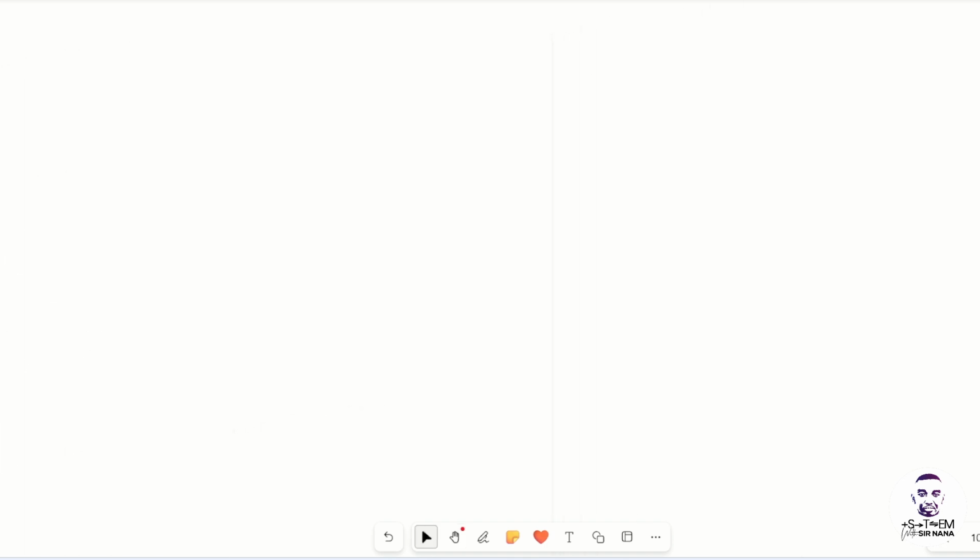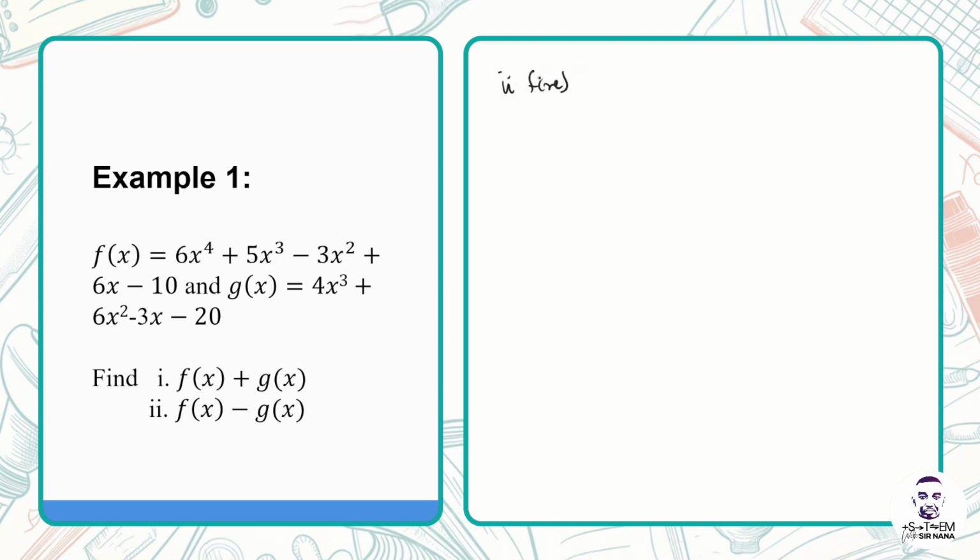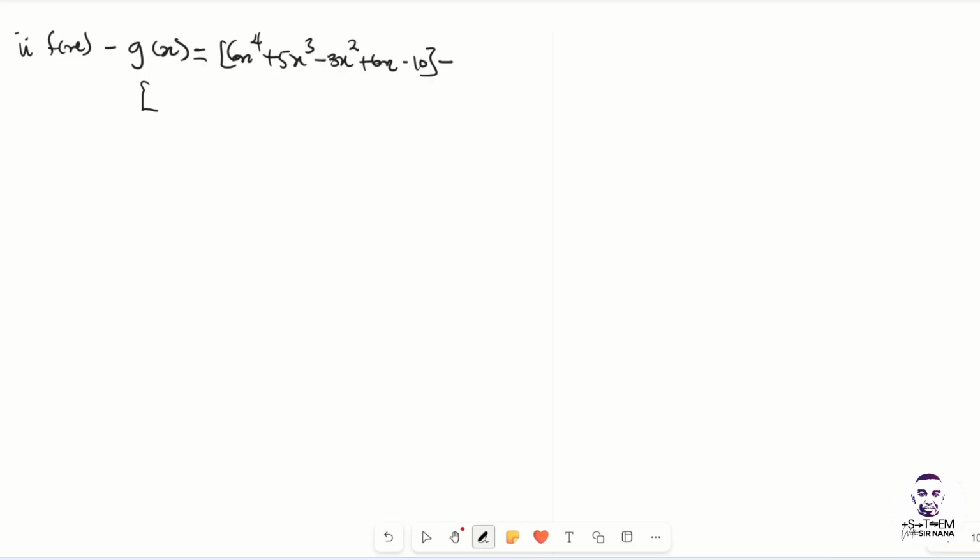So in this case, we are going to have f of x minus g of x. Right, so in this case, we have our f of x. We know that our f of x is 6x raised to the power 4 plus 5x cubed minus 3x squared plus 6x minus 10, right? And we subtract that from our g of x, which is 4x cubed plus 6x squared minus 3x minus 20.